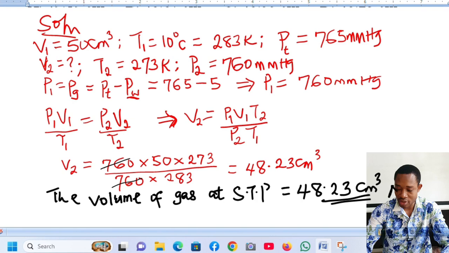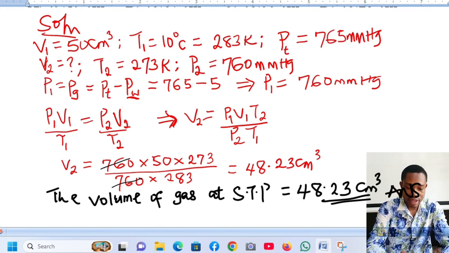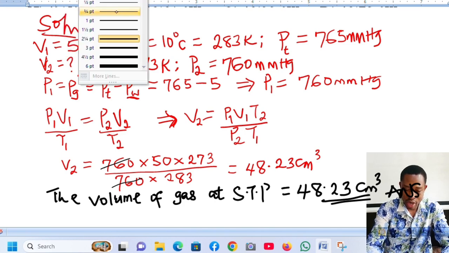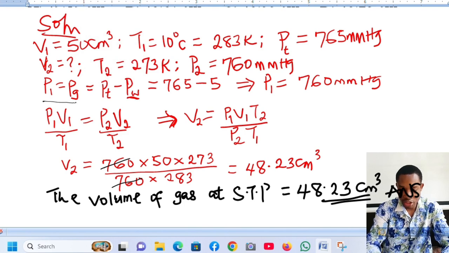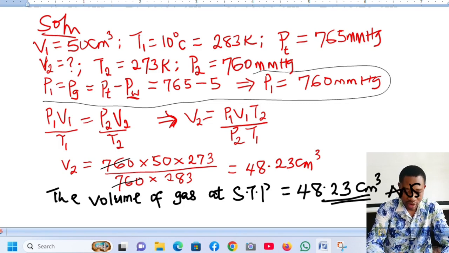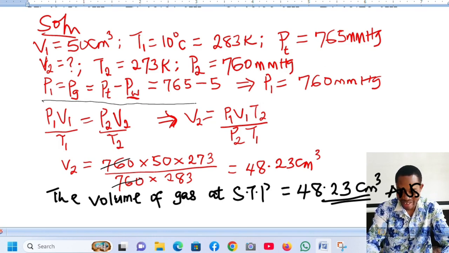You see, this is how simple we solve the problem. I think key areas that students want to take note of is what I did when I was trying to determine the initial pressure of the gas. Look at this. Take note of it. Very important, because this is the gray area in this question.